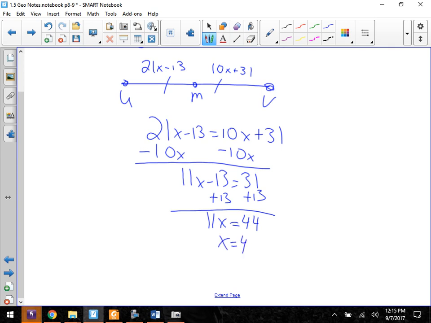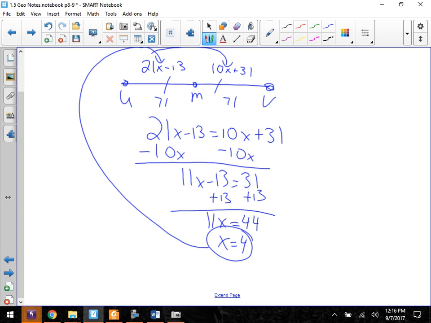Now, the question doesn't just ask, what's x? The question asks, find the segment UV, which means how many times do you have to substitute in for x? Twice. Good. Take your value of x and substitute in. Well, 21 times x sounds like it's going to be awful, but what is it? 84. Good. 84 subtract 13, you get 71.